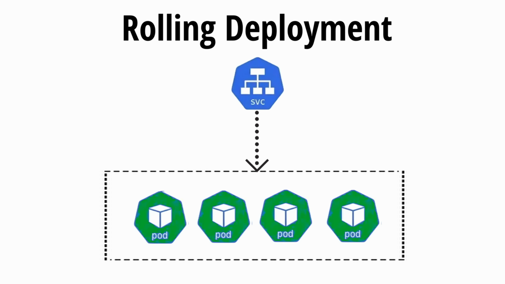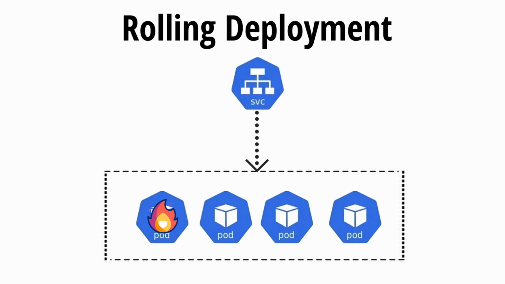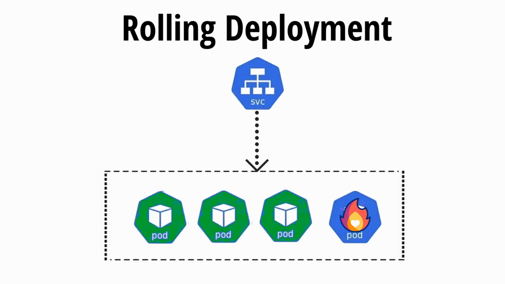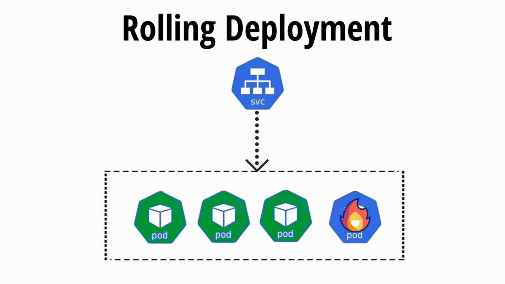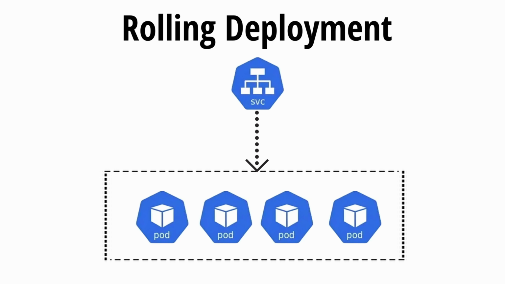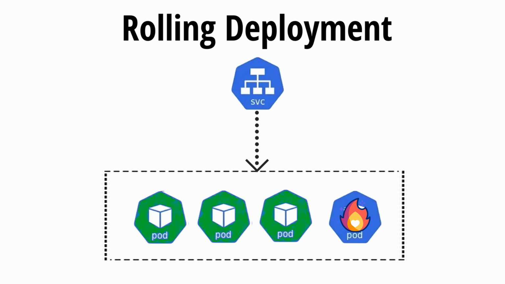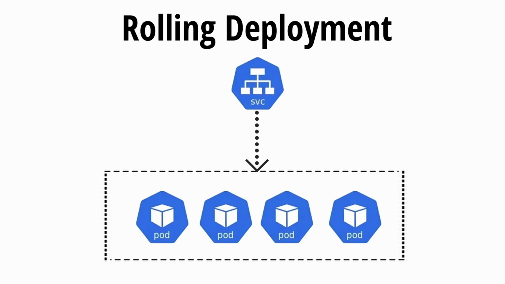In Kubernetes, a rolling deployment is a deployment strategy that allows you to update an application with zero downtime by gradually replacing instances of the previous version of the application with the new one. This ensures a smooth transition without disrupting the availability of the application. So here is how a rolling deployment typically works in Kubernetes.